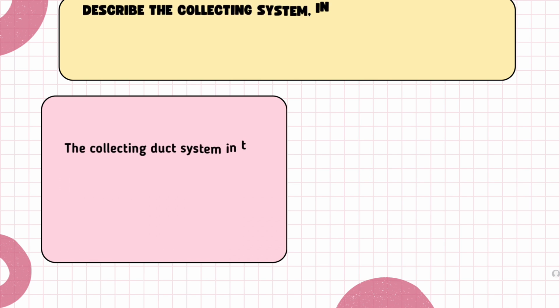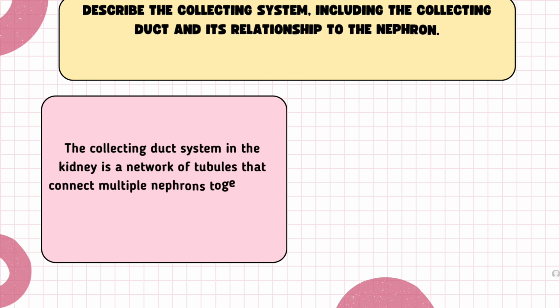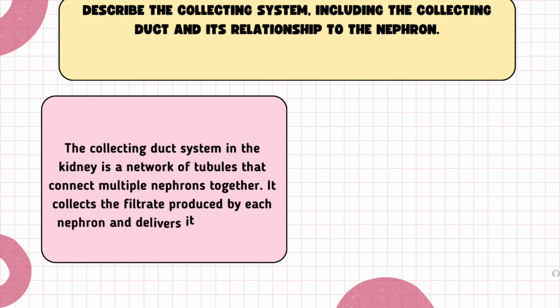Next, we will describe the collecting system. So the collecting duct system in the kidney is a network of tubules that connect multiple nephrons together. It collects the filtrate produced by each nephron and it delivers it to the renal pelvis as urine. The collecting duct is going to be the final part of this system. It receives filtrate from the distal convoluted tubules of several nephrons, and it allows for further modification of urine composition through reabsorption and secretion before it exits the kidneys.